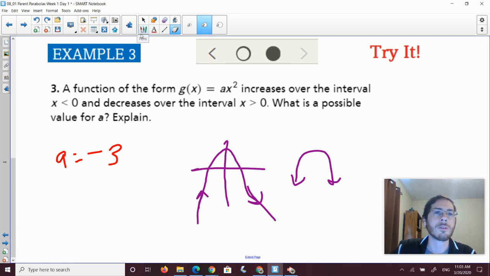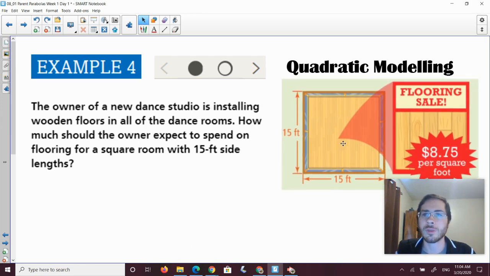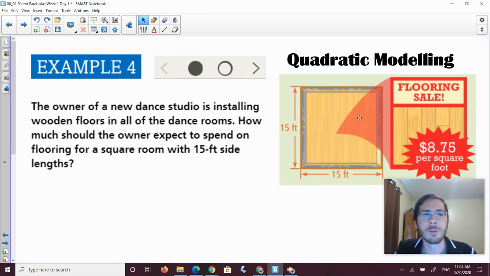So a is negative 3. All right. For example 4, we're going to do a modeling problem. So we're given this nice little chart of a floor. So we're going to buy some flooring. We're told on the flyer it's $8.75 per square foot.